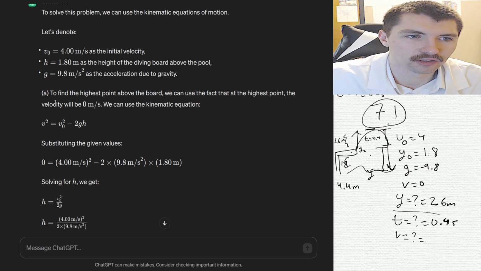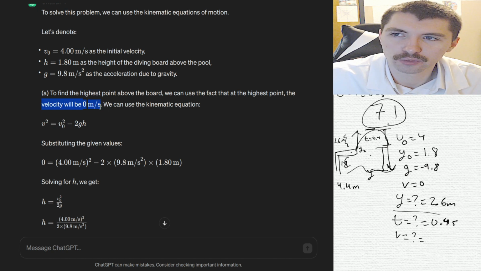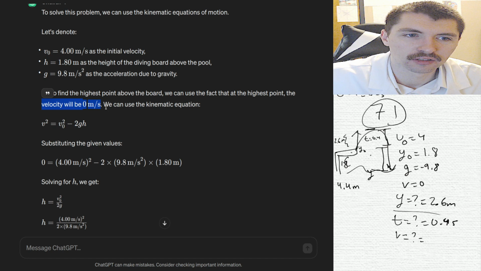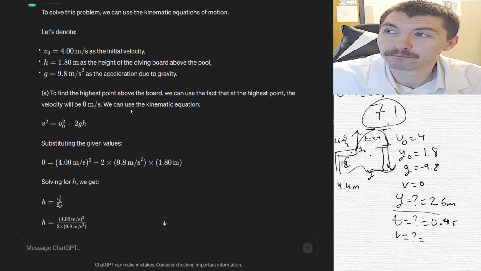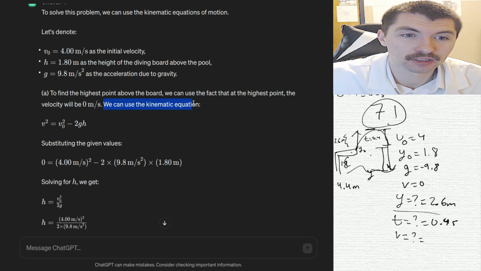Okay, so we agreed with this. V naught is 0 because instantaneous velocity is 0. That means it's not moving. That means you're at the highest point, or you're at the local maximum. That's the calculus term. That's what they want you to know. So V naught is 4.